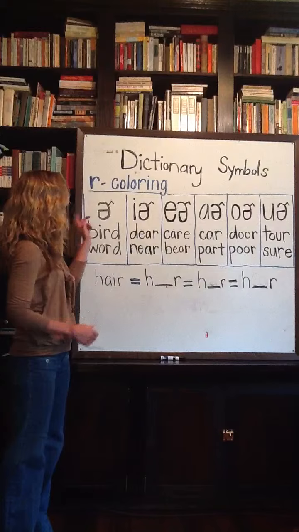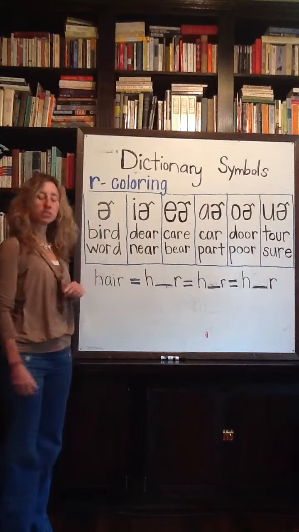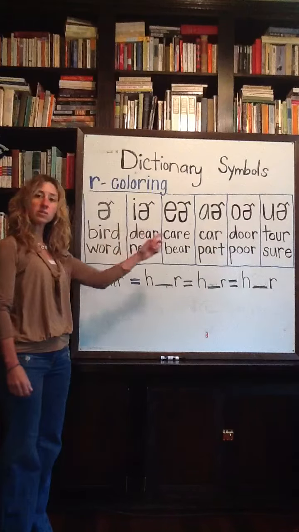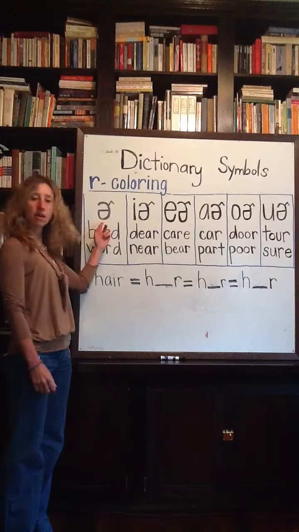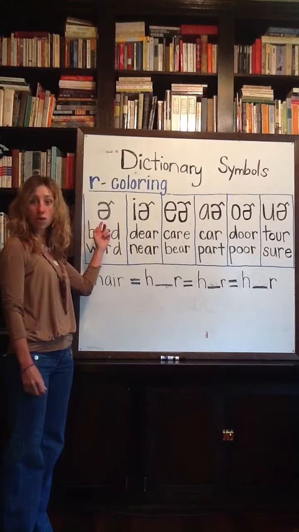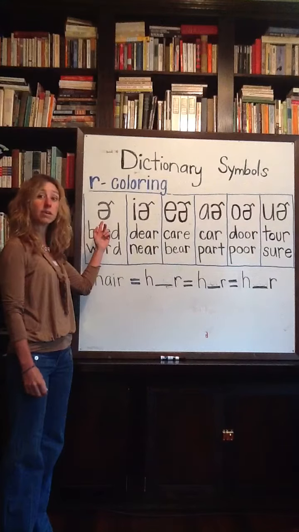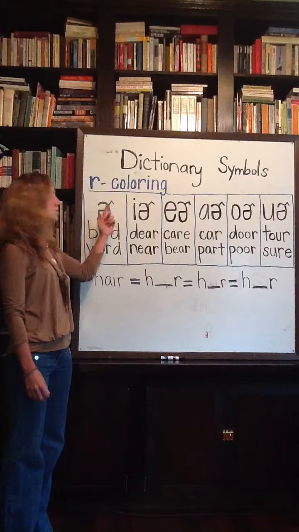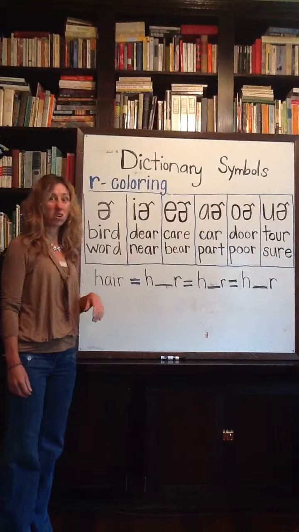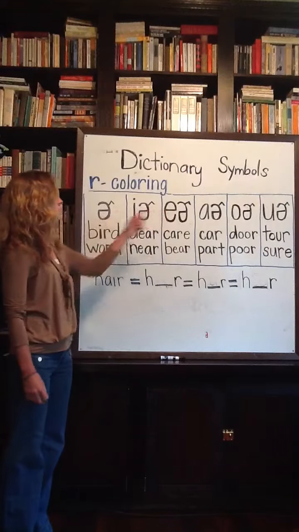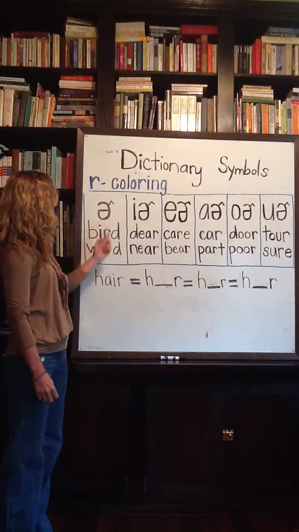Okay, as you look across this chart, I'm sure you can see what's similar about all of these symbols. They all have this upside down E, the schwa sound that we looked at before, with what looks like a little wing or what looks like an R. So what is this sound?